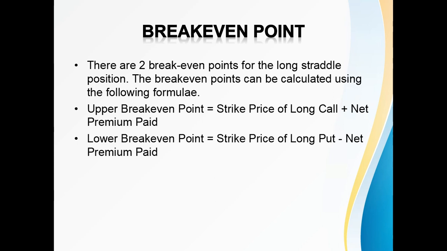Then there's the break-even points. There are two break-even points for the long straddle position. The break-even points can be calculated using the following formula. The upper break-even point is equal to strike price of the long call plus the net premium paid, and the lower break-even point will be strike price of the long put option minus the net premium paid.